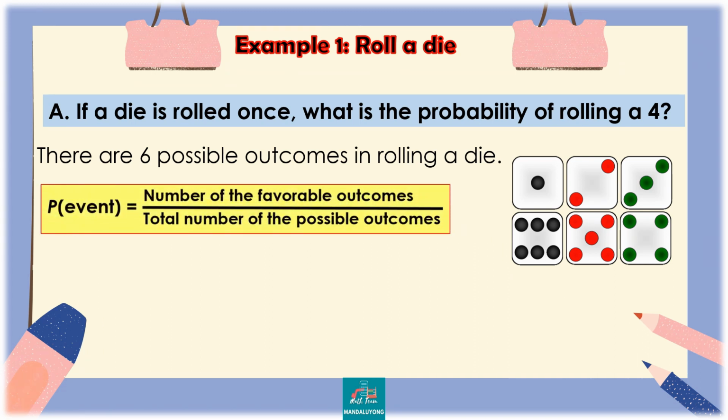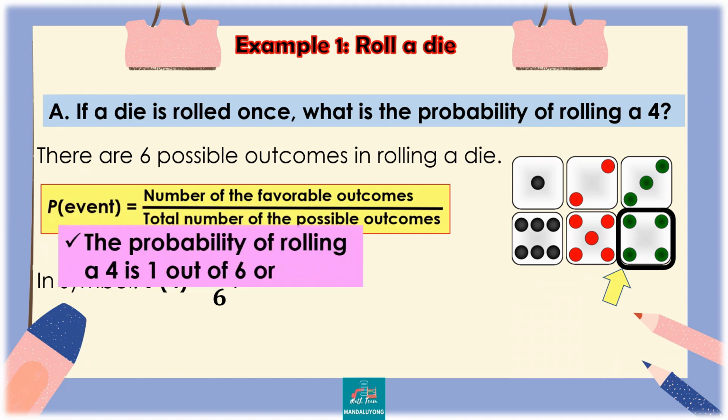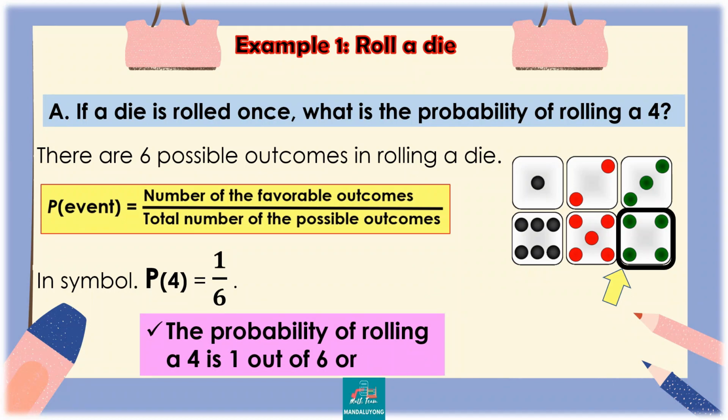Gagamitin po natin ang formula na ito. Probability of an event is equal to the number of the favorable outcomes to the total number of the possible outcomes. Sa ating die, mayroon lang tayong 1/4. Kaya, probability of getting a 4 is equal to 1/6. Or 1/6.